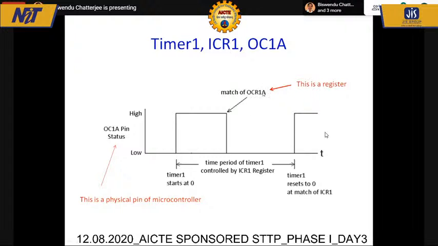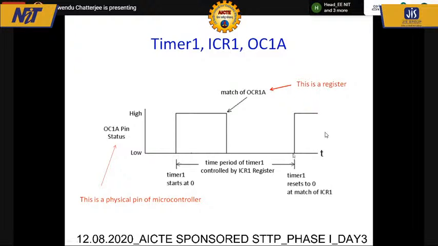Now OCR1A is a register in which you can put different types of values. Suppose I have put XYZ. As soon as the timer increments and matches the value given in OCR1A, the output becomes low. I repeat, timer starts at 0, output becomes high, this OC1A pin. As soon as the increment of Timer 1 matches that of OCR1A, this output goes low. The timer again continues to increment.